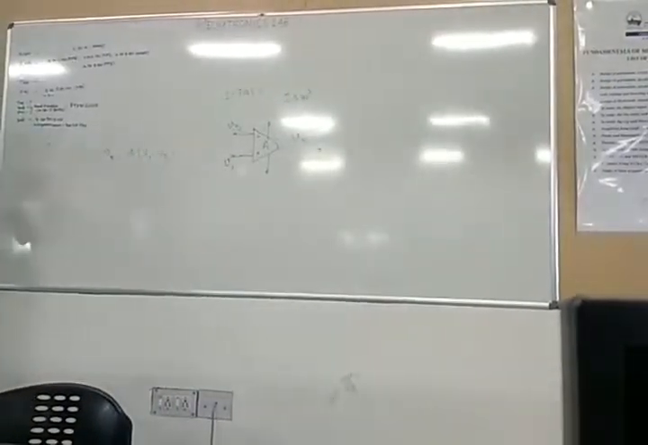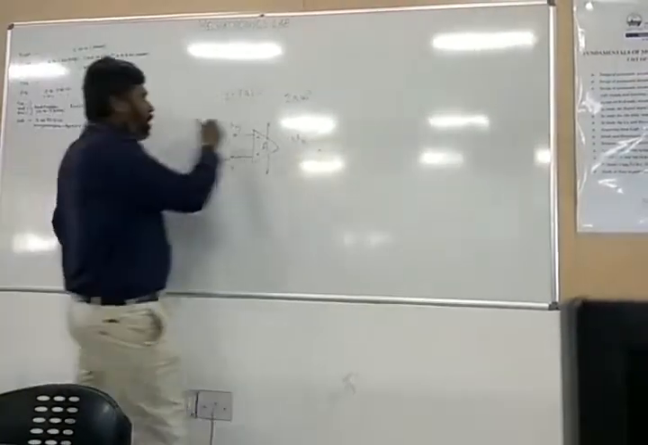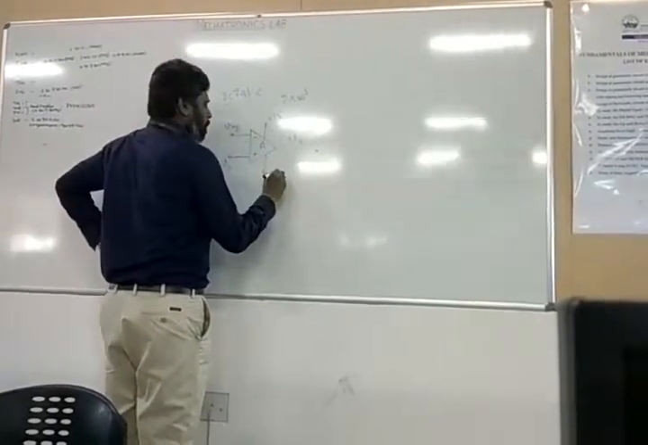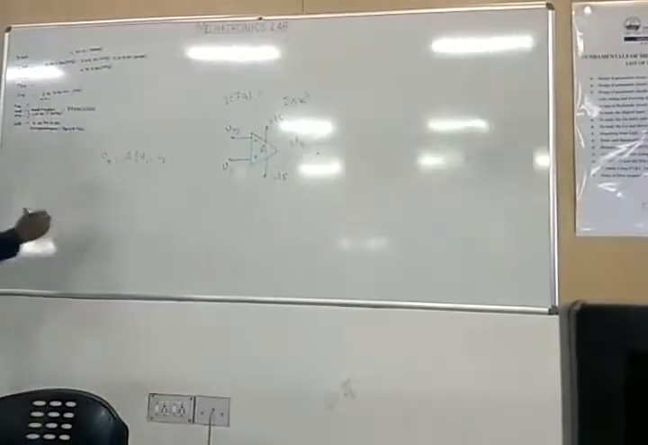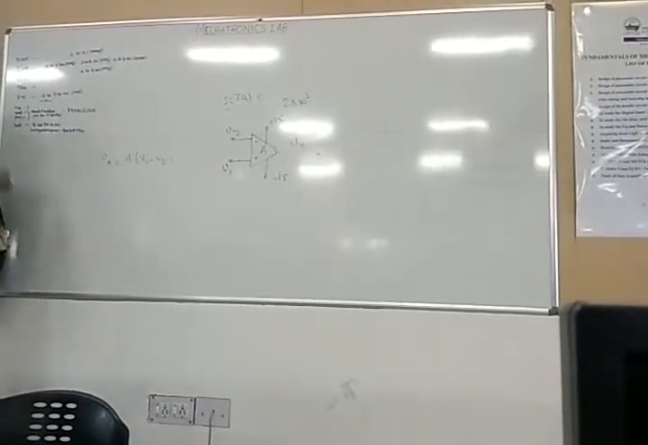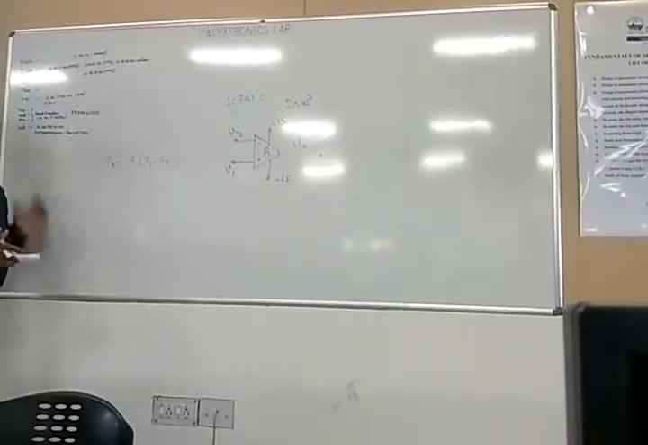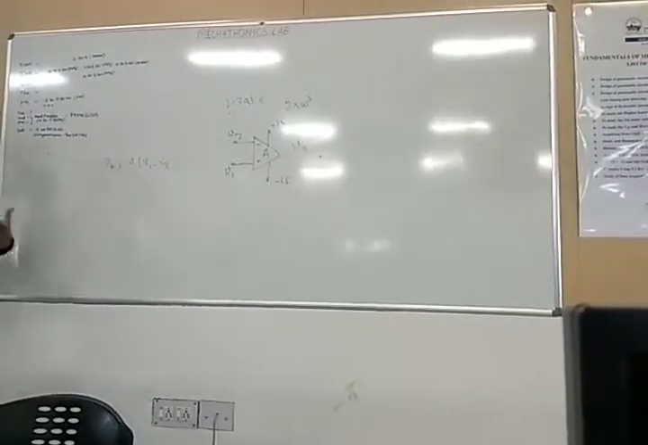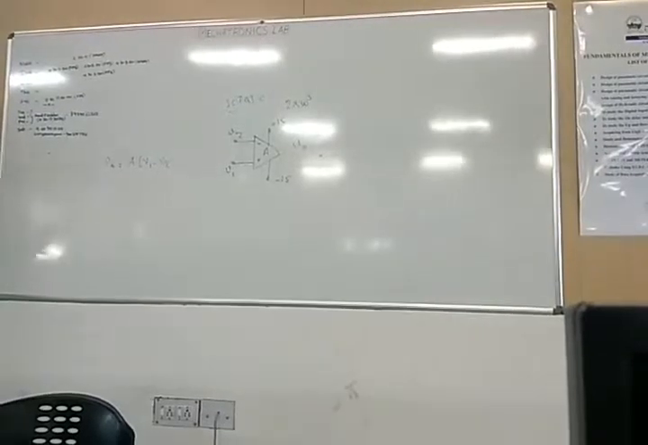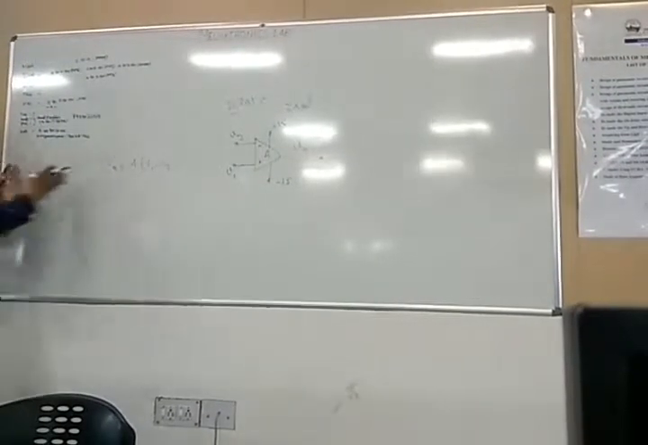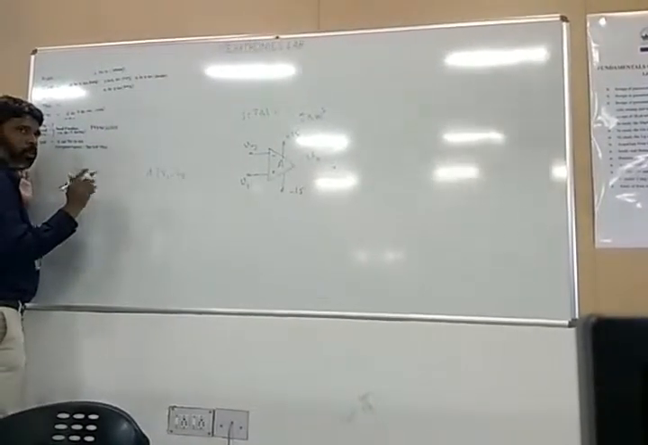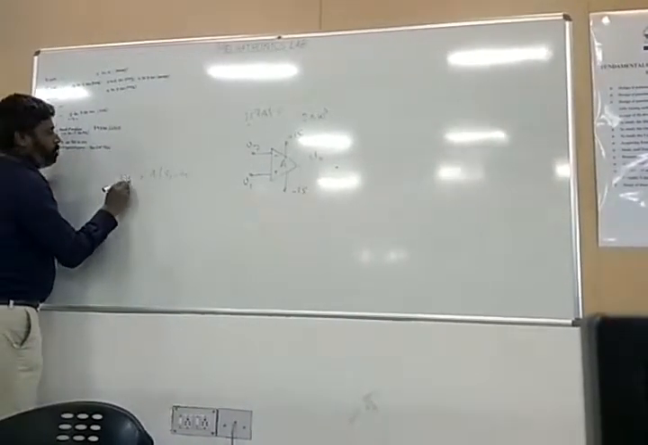Now you tell me, what is the maximum op-amp supply voltage? Plus 15 and minus 15, keep that in mind. That means V0 can go to either plus 15 or minus 15. On the negative side it goes up to minus 15, and on the positive side up to plus 15. It can't go beyond minus 15 or beyond plus 15. Is that clear to you? So the maximum voltage possible is plus or minus 15.